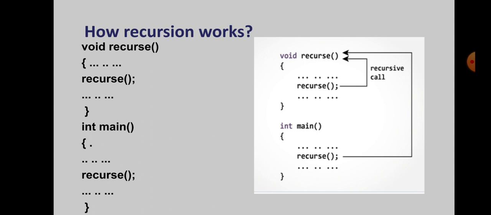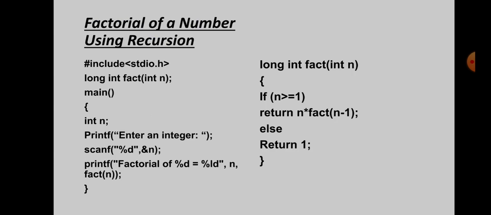In the example you can see that the compiler starts the execution from the main function. The recurse function is called. Then the control moves to the recurse function. Again the recurse function is called, again and again. The same function is called again and again, and this is called recursion. This stops only when the condition becomes false.